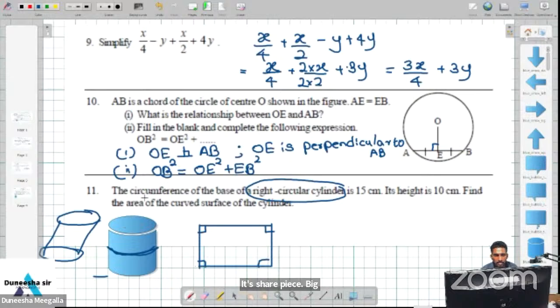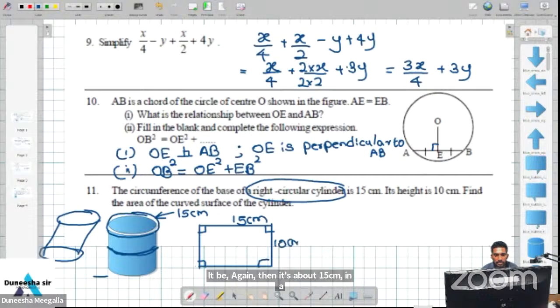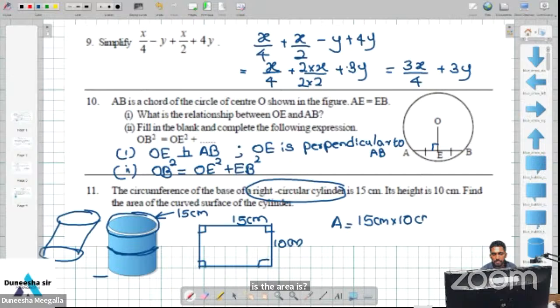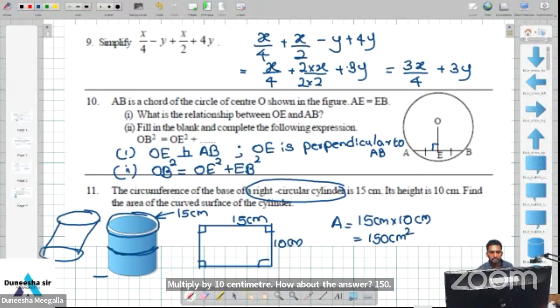Then what is the circumference of the base? If I show the base from the top, the length around the base is 15 centimeters. What is the height? Height is 10 centimeters. Then what is the area? 15 centimeters multiplied by 10 centimeters. The answer is 150 square centimeters. Okay. Can you understand it?